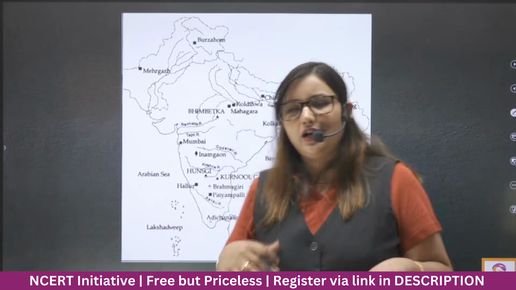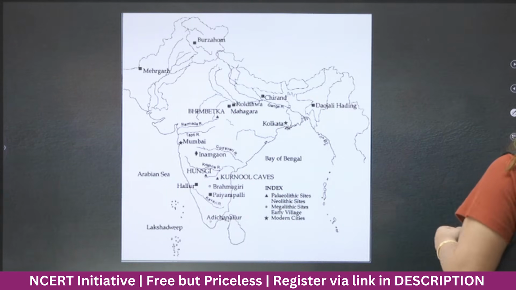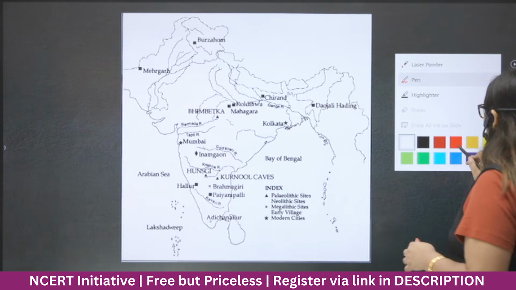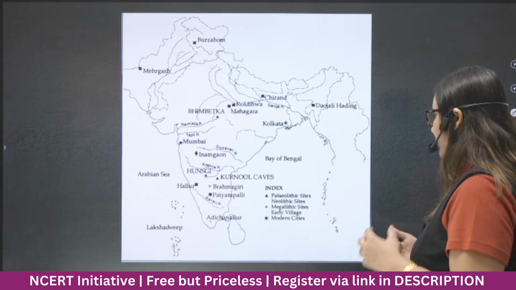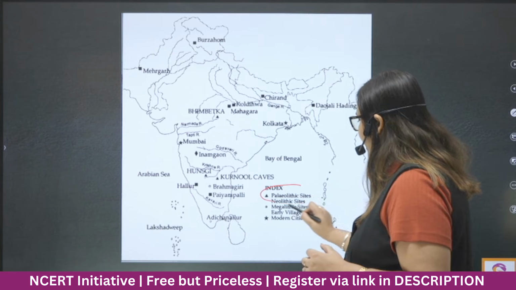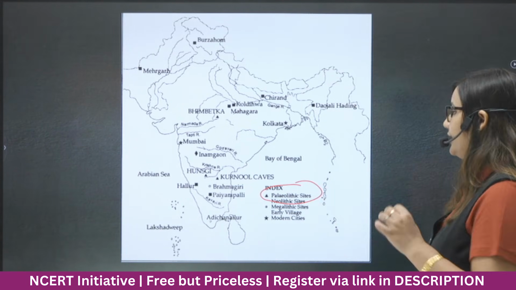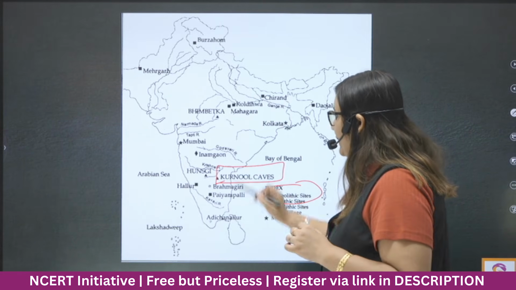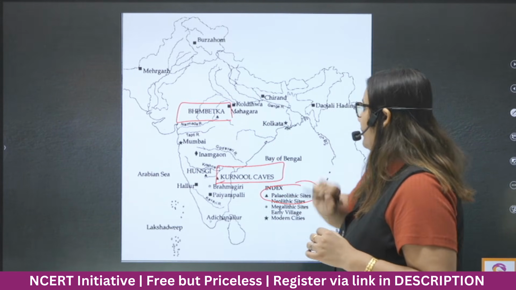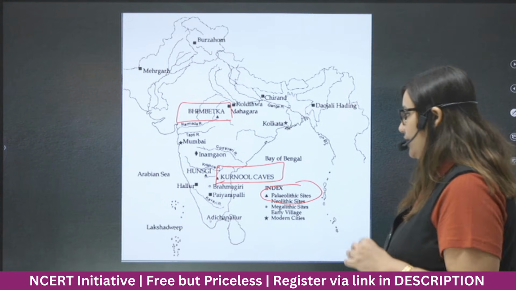As I told you, the second chapter is about the Mesolithic age, so I'll be discussing a few points related to it. I'll give you a few points, but before I move, I just want you to understand and learn about a few of the important sites. See, the triangular areas are for Paleolithic sites. Like you can see Kurnool caves. When I say Paleolithic, Bhimbetka is very, very important. This is a Paleolithic site.